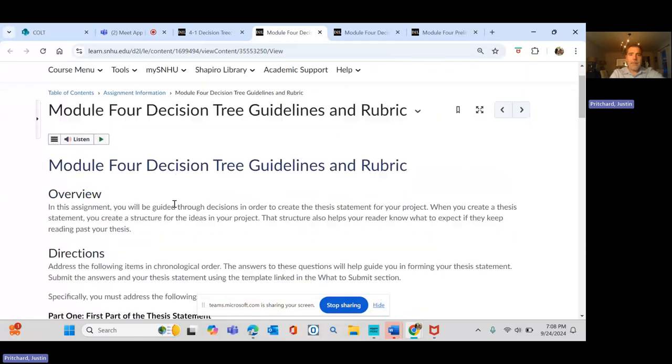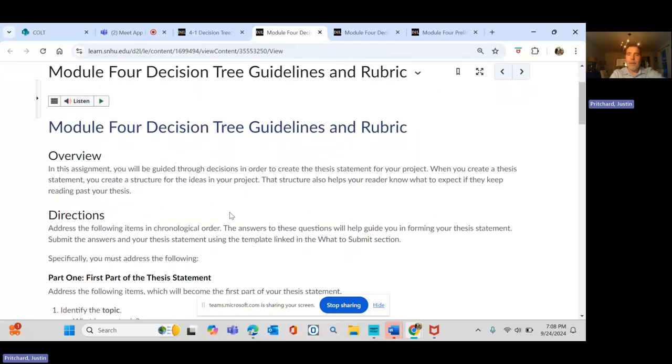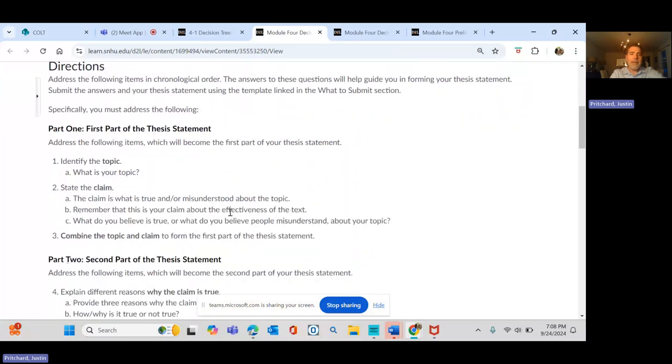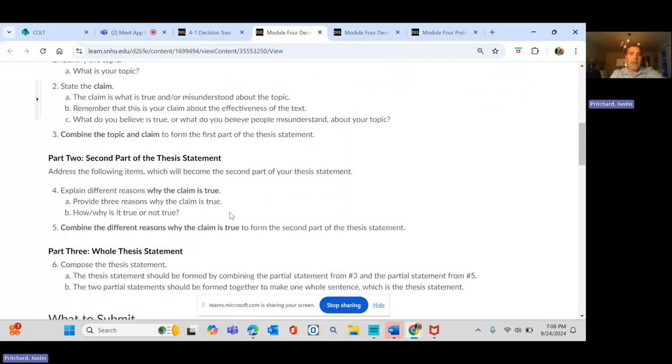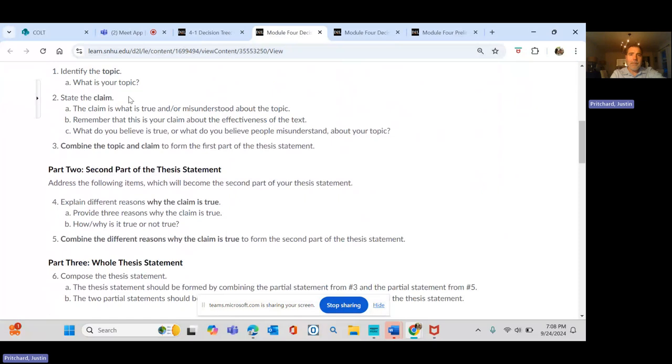For the guidelines, it says that in this assignment, we are guided through decisions in order to create a thesis statement for your project. It breaks into six parts, right? You're identifying your topic, you're stating the claim, so what's understood about your topic, what's true about your topic, and that this is your claim about how effectively the text connects to the audience that you identified.